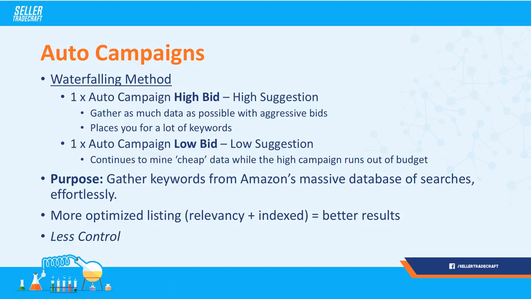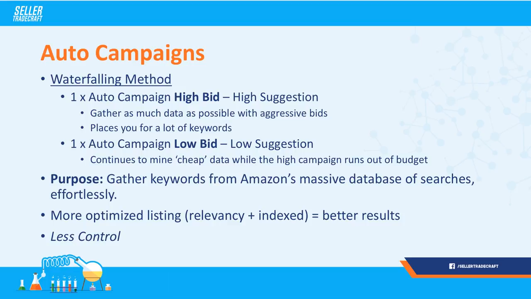So by now, you've already set up 2 auto campaigns using what we called the waterfalling method. To quickly review, remember, you need to set up 2 auto campaigns, one with a high bid, where you'll get high suggestions, and our goal here is to gather as much data as possible with aggressive bids and allow you to place for a lot of keywords. And the second campaign is a low bid, which essentially kicks in once the high bid runs out so that you can continue to mine cheap data while the high campaign runs out of data.